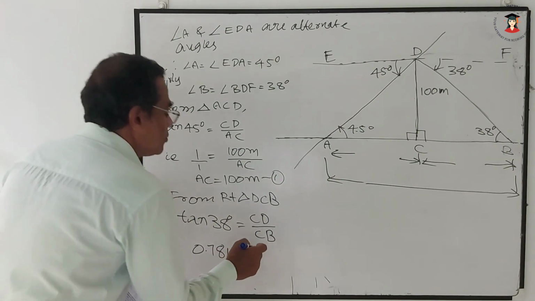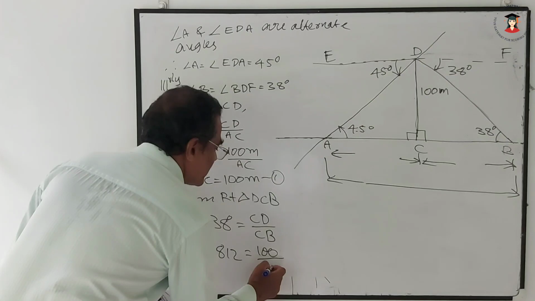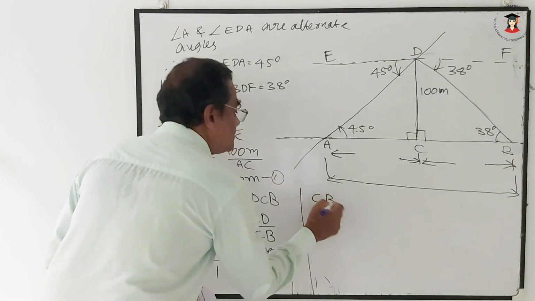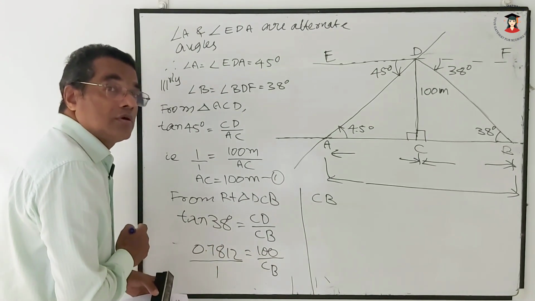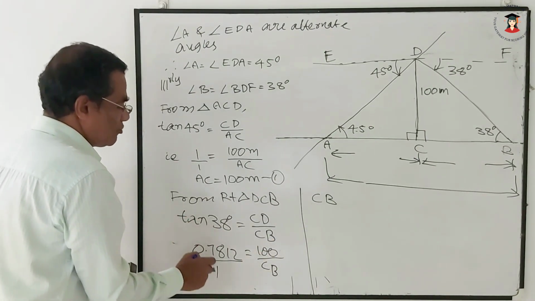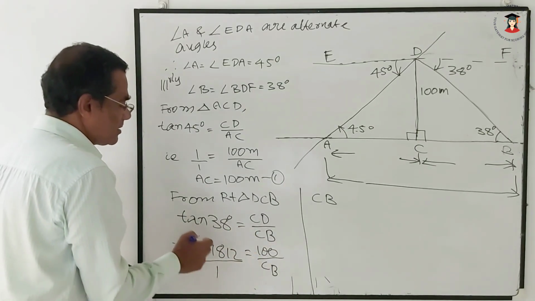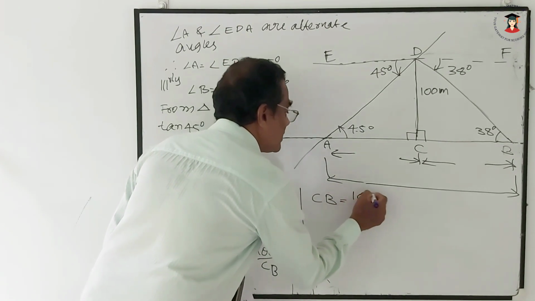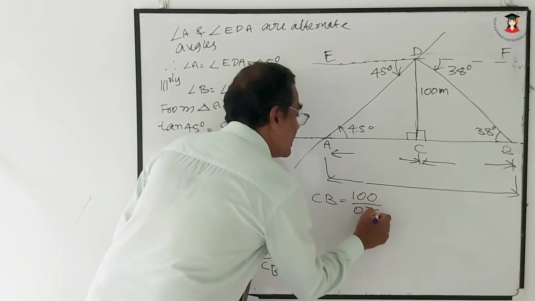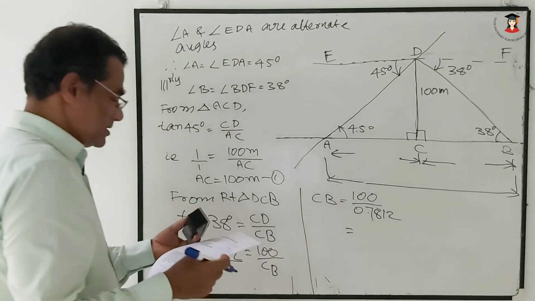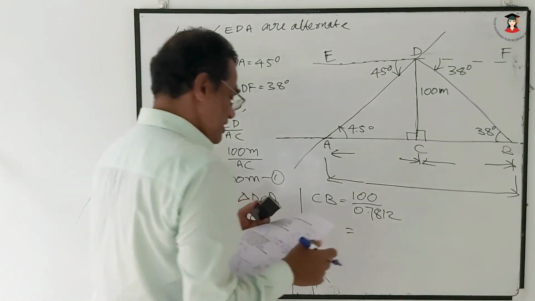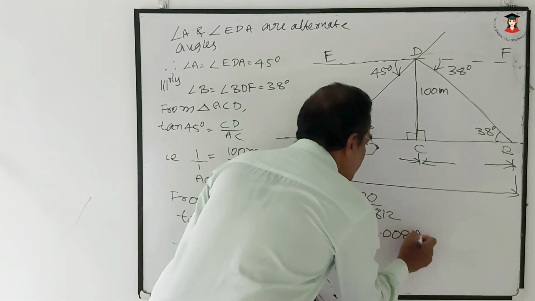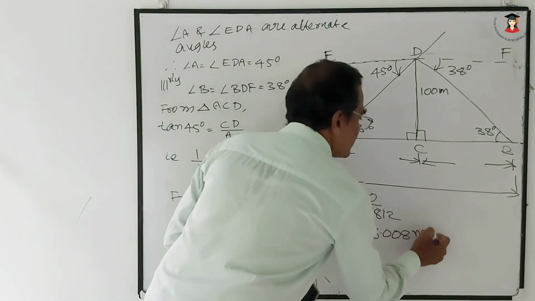Equal to CD we know, that is 100, and CB we need to find out. So cross multiplication, this means this divided by 1. We can move the quantities diagonally. CB we can bring here, 1 we can bring here, 100 we can bring here. So CB here and bring this 0.7812 to the right side. So it will become 100 divided by 0.7812. And this you will get as 128.008 meter. So here we got, let it be 2.